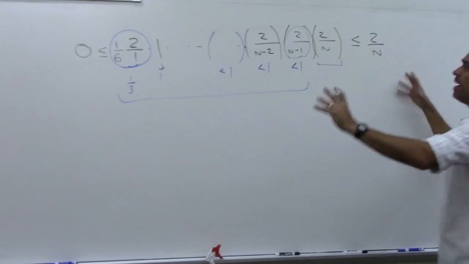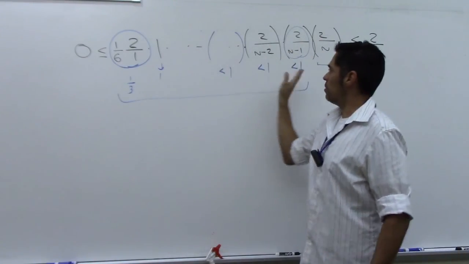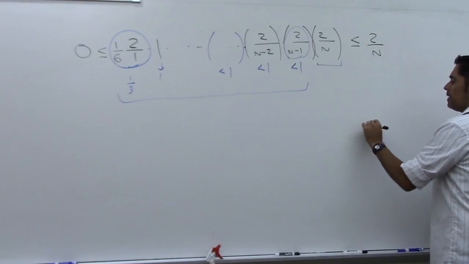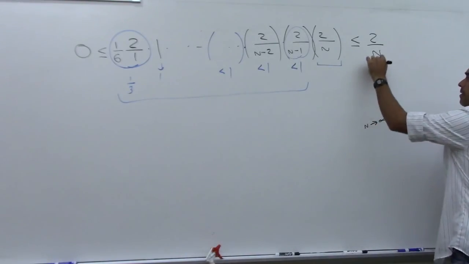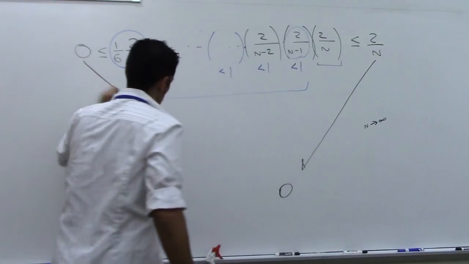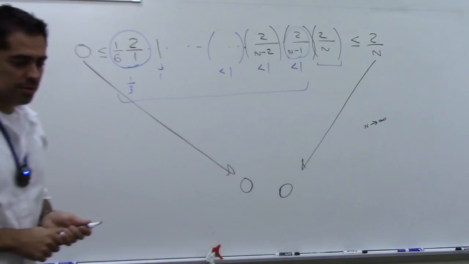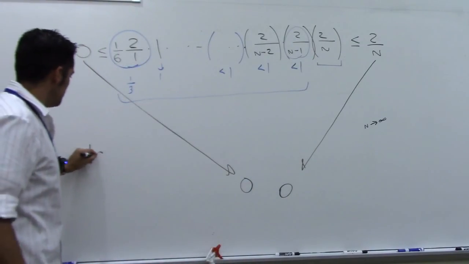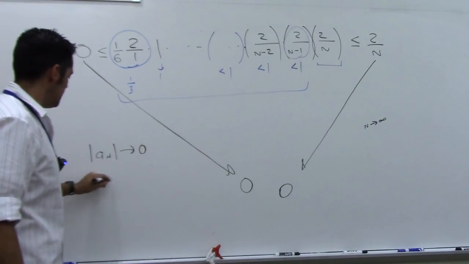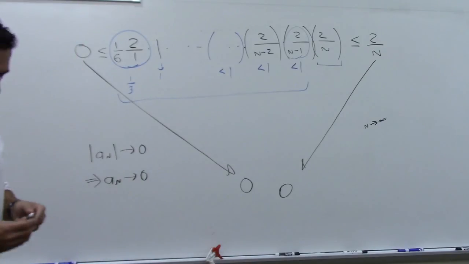So for large n, as n gets bigger, these are all going to be true. These are all less than 1. And then now I use the squeeze theorem. I let n go to infinity, and this goes to 0, and this side over here already is 0. So that means that the middle term must go to 0. So the absolute value of the sequence goes to 0, which implies that the sequence itself goes to 0, and so it converged.